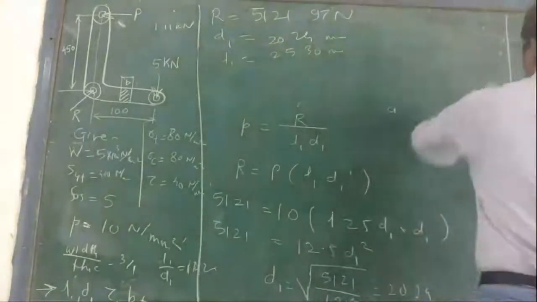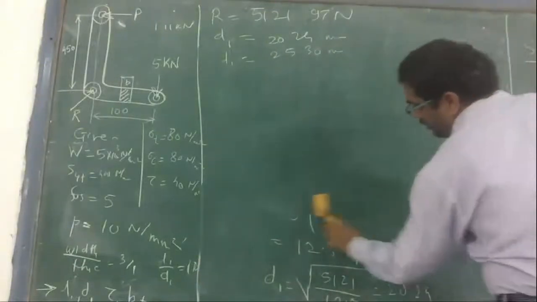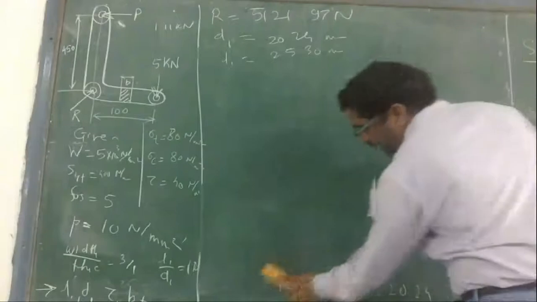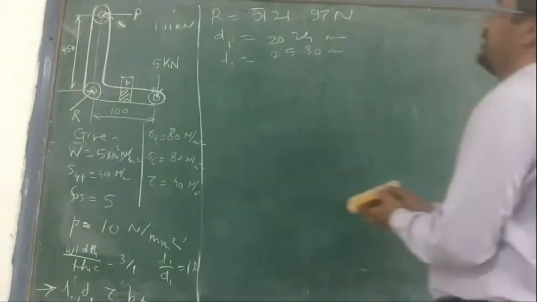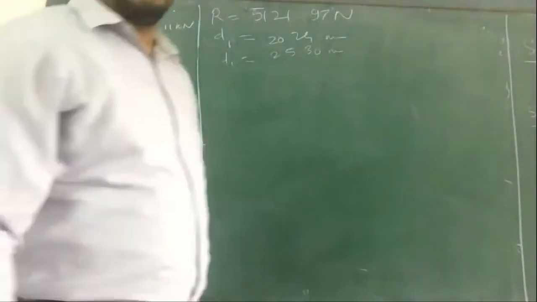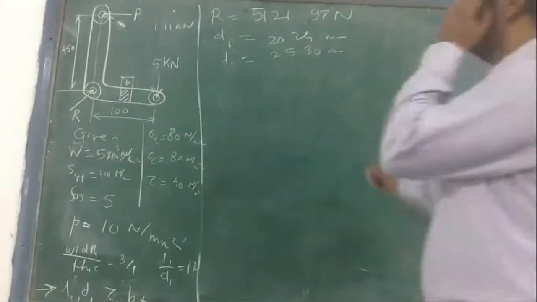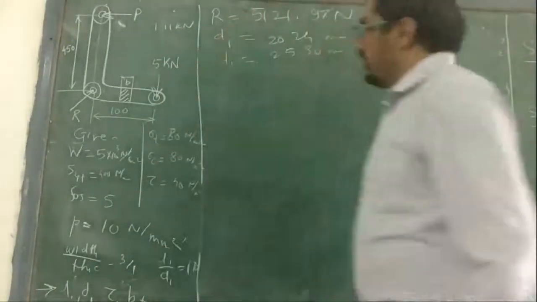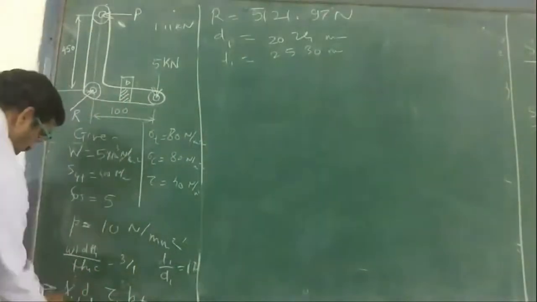So for the fulcrum pin, we got the dimension L1. The length of the fulcrum pin will be 25.30, the diameter of the fulcrum pin will be 22, and the reaction R at the fulcrum pin is 5121.97, right? So now we have got the dimensions. We have found L1 and D1.